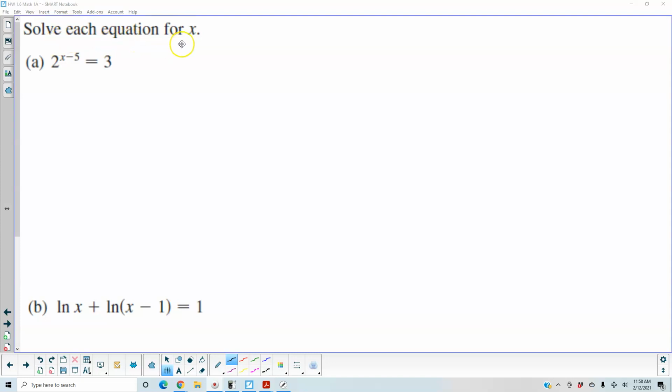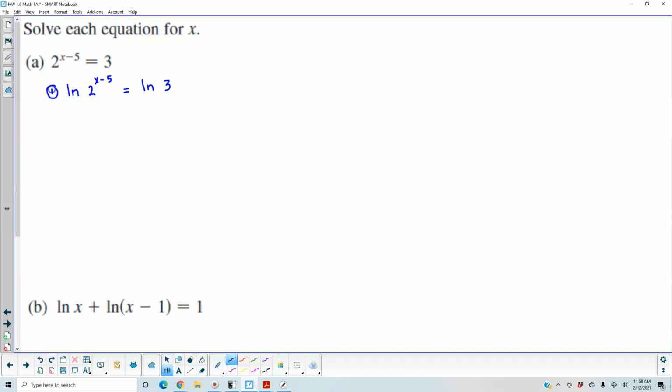Okay, we're going to solve each equation for x. So for part A, we have 2 to the x minus 5 is equal to 3. There's two ways that we can go about solving this. One way is we can take the natural log of both sides. So we have the natural log of 2 to the x minus 5, and that's equal to the natural log of 3.